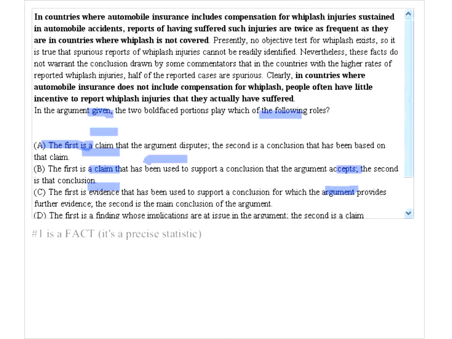On the other hand, number 2, in particular, notice this qualifier. And notice this statement about incentive. Incentive is, what are people's reasons for doing something. Clearly, people don't have much of a reason to do this. Is that a fact or is that a claim?